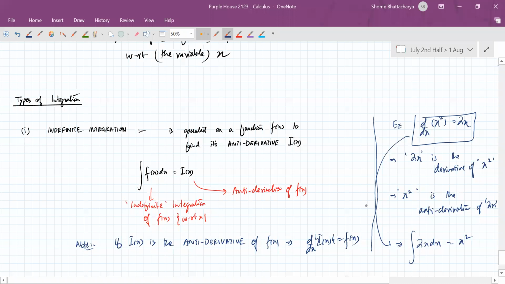Okay. So that is the first type of operation that we are learning in integration. It gives us the antiderivative of a function. Antiderivative is like the reverse process of differentiation. If I(x) is the antiderivative of f(x), that means f(x) comes from the differentiation of I(x). If 2x is the derivative of x square, that means x square comes from the integration of 2x, or x square is the antiderivative of 2x. If a is the derivative of b, that means b is the antiderivative of a. This is the meaning of this term.